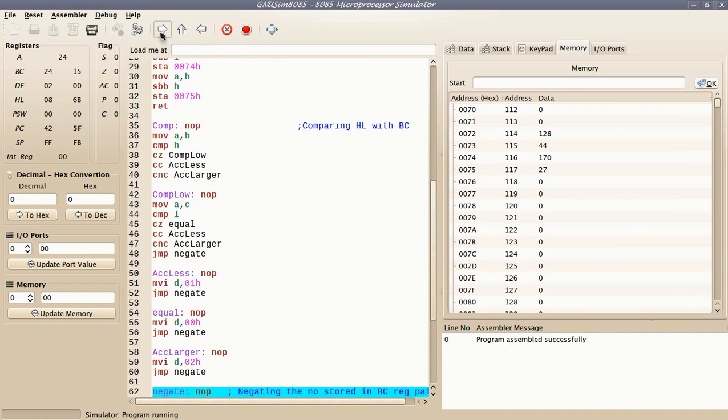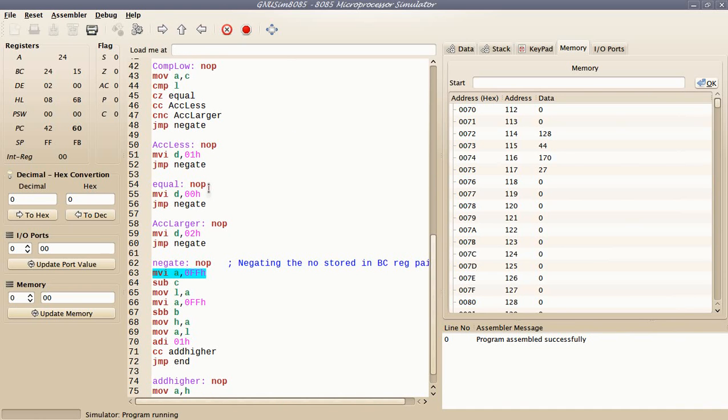Now coming on to negation part. Negating a 16-bit number means we will have to find the 2's complement of that 16-bit number. To find 2's complement, I will first find the 1's complement of that 16-bit number and then add 1 to that 1's complement. To find 1's complement, I will subtract the higher and lower byte of the number from the number FF. This will yield the 1's complement of that 16-bit number.